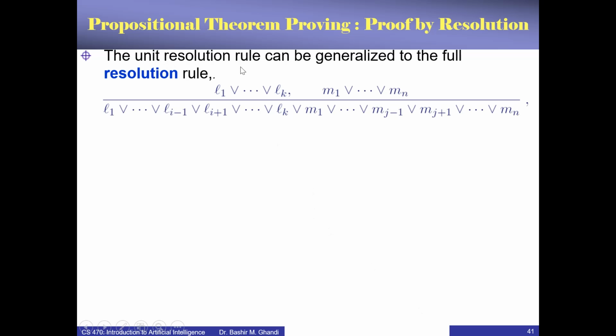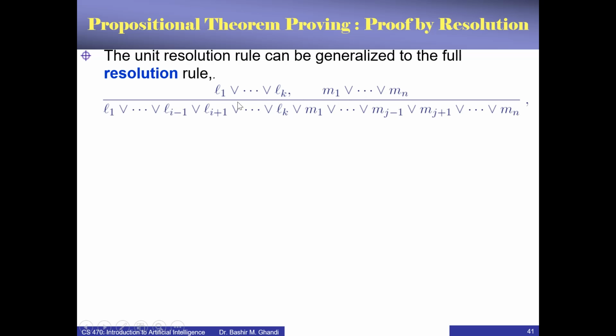Now the unit resolution rule can be generalized to the full resolution rule. The difference here is the second one is not a unit. It's actually another clause. So we have two clauses, one L1 or L2 and so on until Lk, and the other one M1 or M2 and so on until Mn. And then we have one of the literals here complementing one of the literals there.